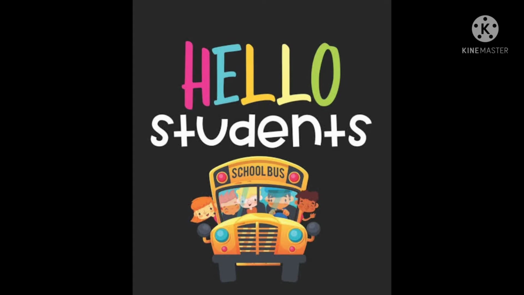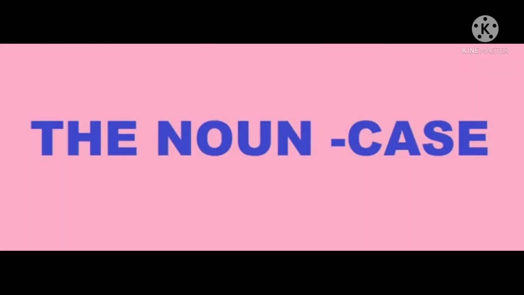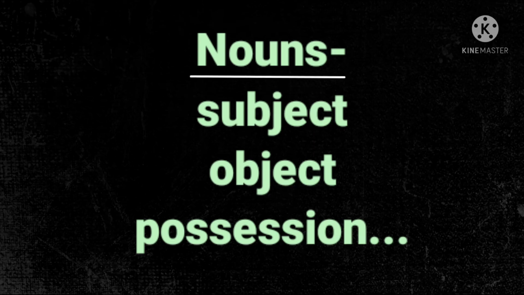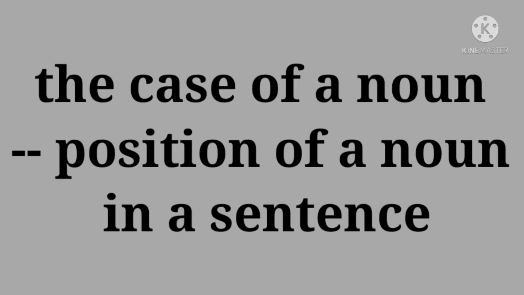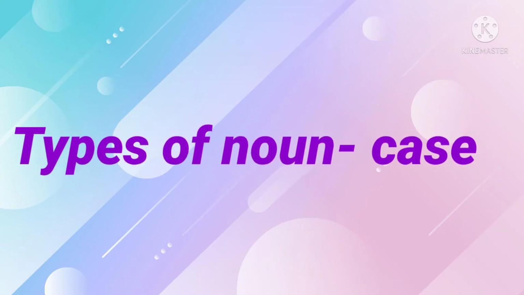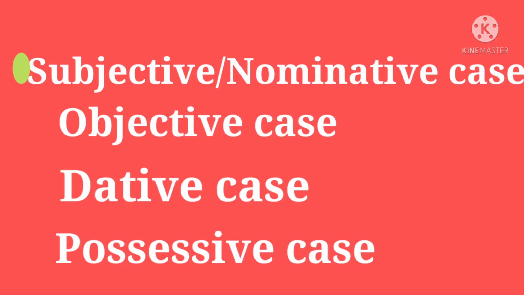Hello students. Today we are going to learn about noun case. Nouns may be used as the subject or the object of a verb in a sentence. It may also be used to show possession. That is, the case of a noun tells us the position of a noun in a sentence. Different types of noun cases are subjective or nominative case, objective case, dative case, and possessive case.